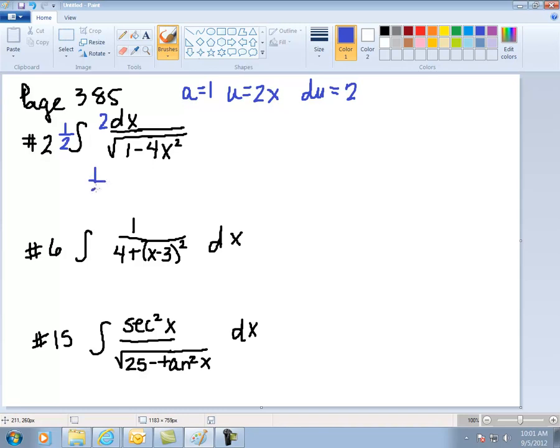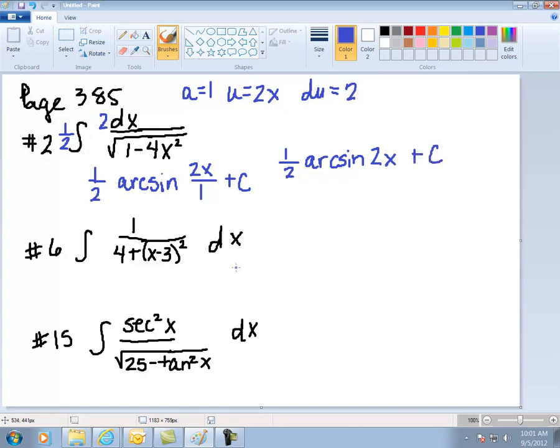I'm going to have that 1/2, and now referring to my formulas on page 385, I see formula number 18 is the derivative over the square root of a squared minus u squared, and that equals arc sine of u, in this case my u is 2x, over a, which is 1, and then plus my constant. So I can rewrite this simply as 1/2 the arc sine of 2x, and then plus my constant.